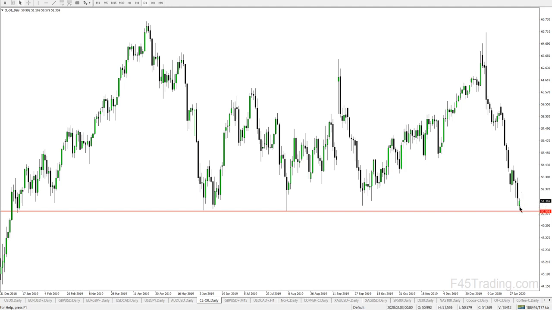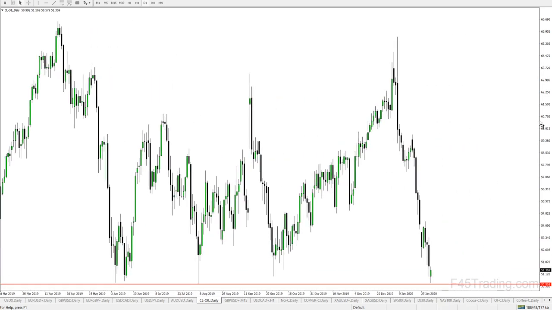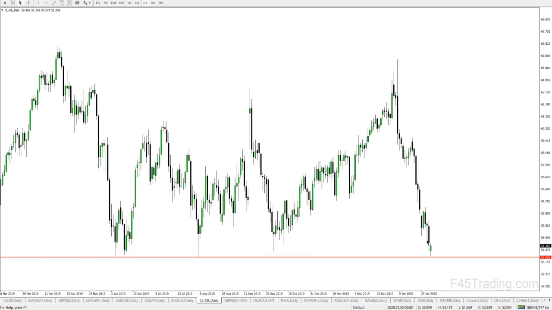They gapped down and opened up on the week. You can see that from Sunday's candle there. Friday's candle closed up here. Sunday's candle opened down here. Now it's just filling the gap. I'm looking for a continuation to the downside now.